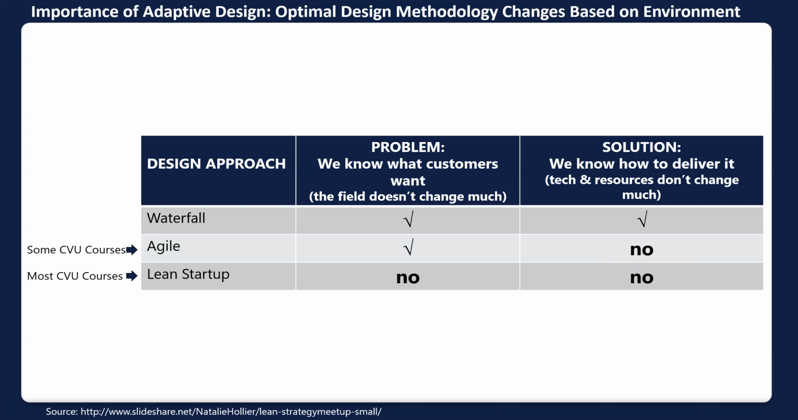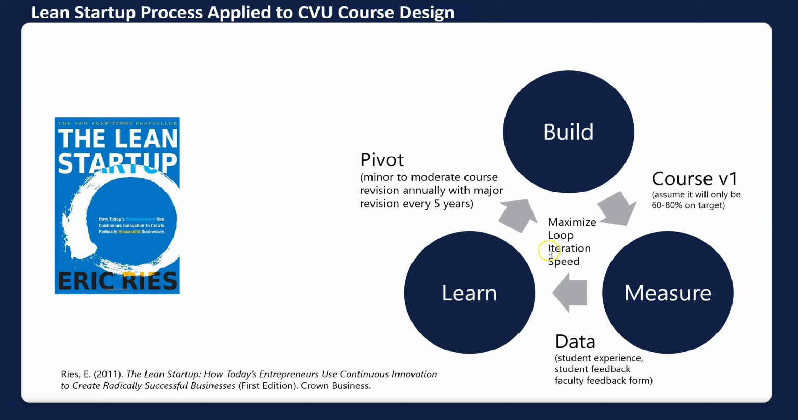So what is the lean startup process? So the lean startup process is basically a bunch of tools that was developed out of Silicon Valley, and the whole point is to maximize innovation, and you do that by maximizing this loop iteration speed. So they came up with the term MVP, minimum viable product. So you build your course, and your version 1, using software language, you're going to assume that your version 1 is only going to be 60 to 80% on target.